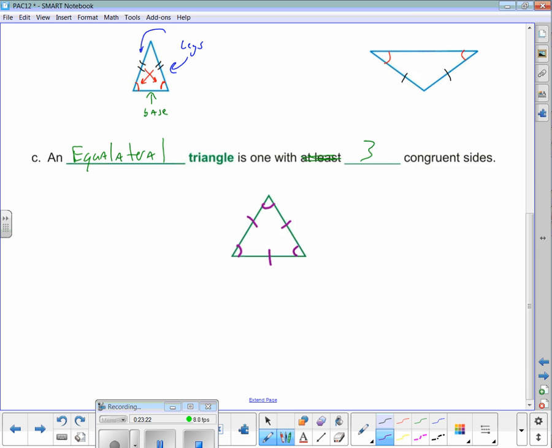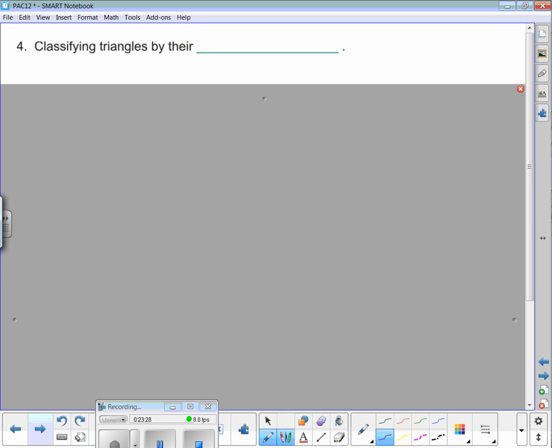Equilateral means the sides are congruent. Equiangular means the angles are congruent. It's one and the same. All right. A lot of classifying, huh? Got to keep all this stuff straight.